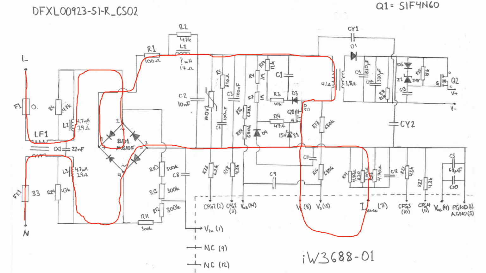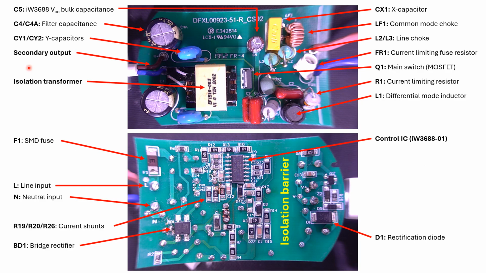The current flow on the secondary side here from the LED light is seen through the isolation transformer, the rectification diode, and then down again and back to the LED light. Pointing out some key components, we have the Q1 main switch, the isolation transformer, and the electrolytic capacitors here, which are the most prone to failure in LED drivers. Below here we have the control IC, the bridge rectifier, and the secondary side rectification diode.